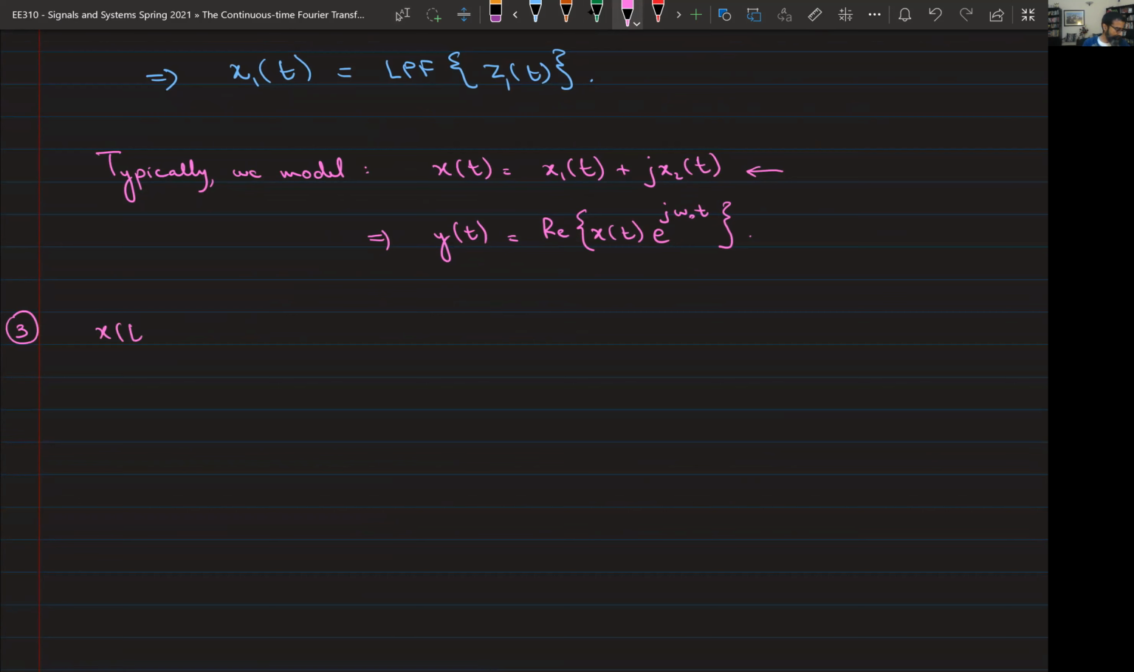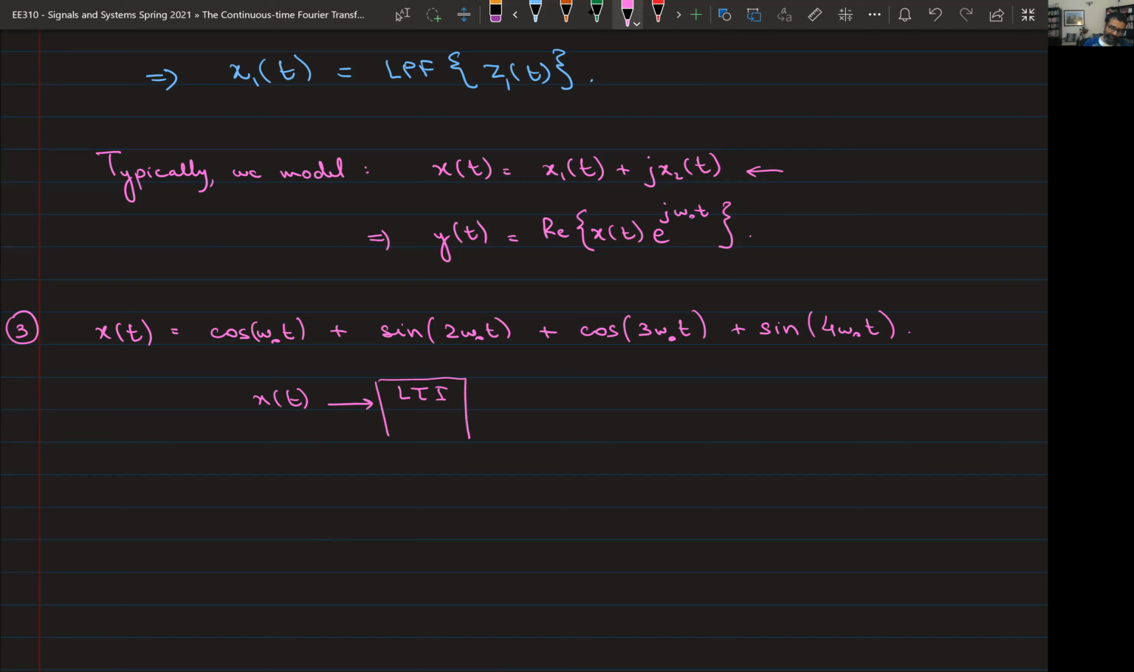x of t is equal to cosine omega naught t plus sine 2 omega naught t plus cosine 3 omega naught t plus sine 4 omega naught t, right? And it's fed into an LTI system. So that's something we know. So it's fed into an LTI system.